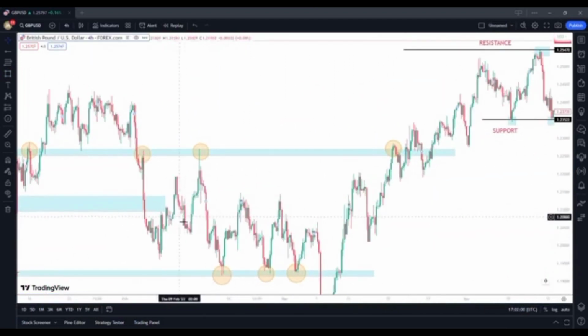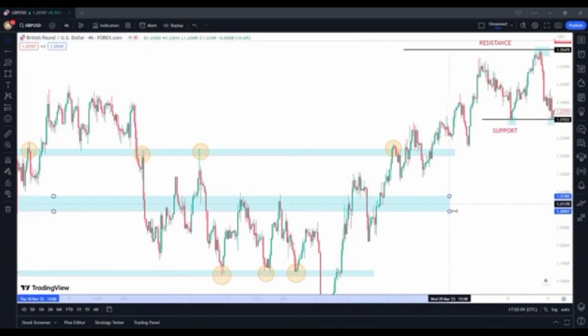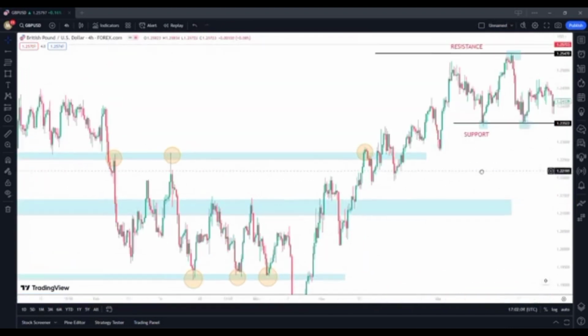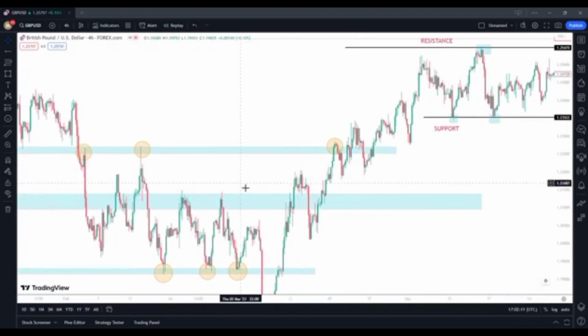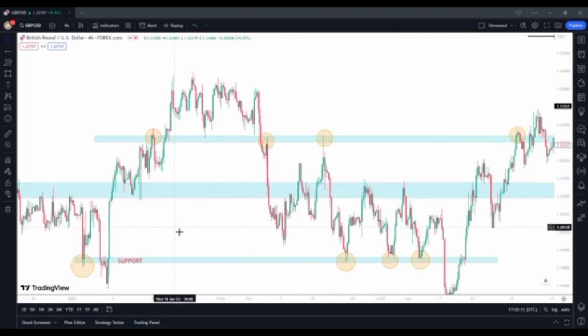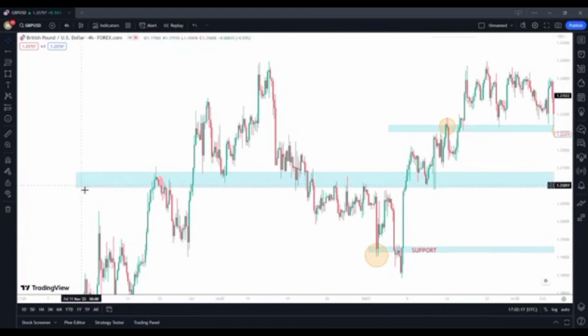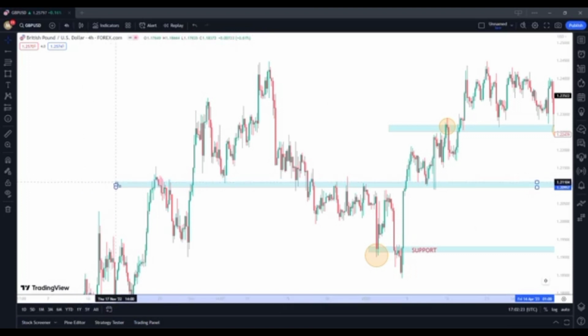Can we see that there were several reactions in that particular zone? There were several reactions. Let me project this one into the future so that we'll see it very well. Several reactions in that particular zone. So we can see now. And one thing about the market is that the market moves from zone to zone.